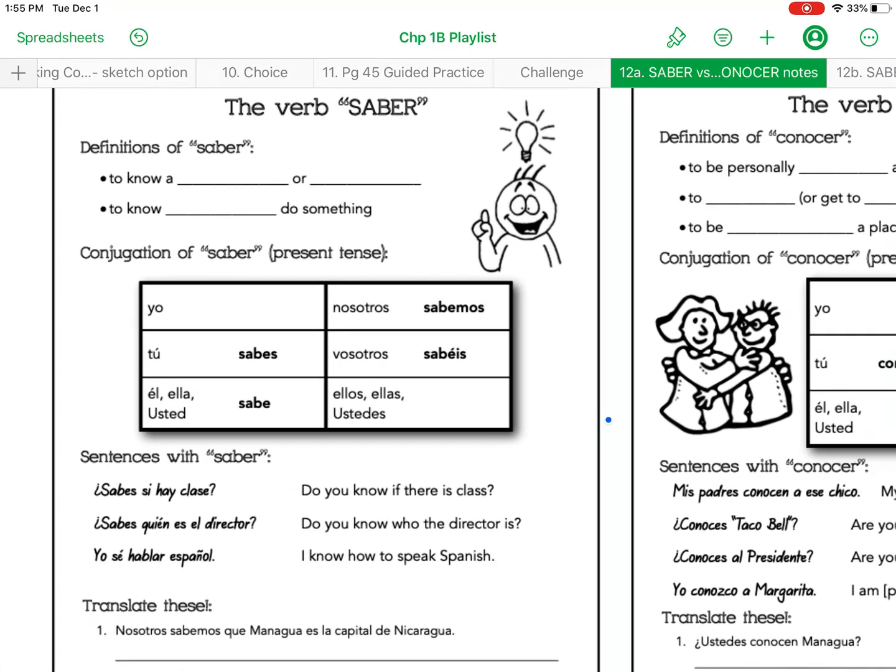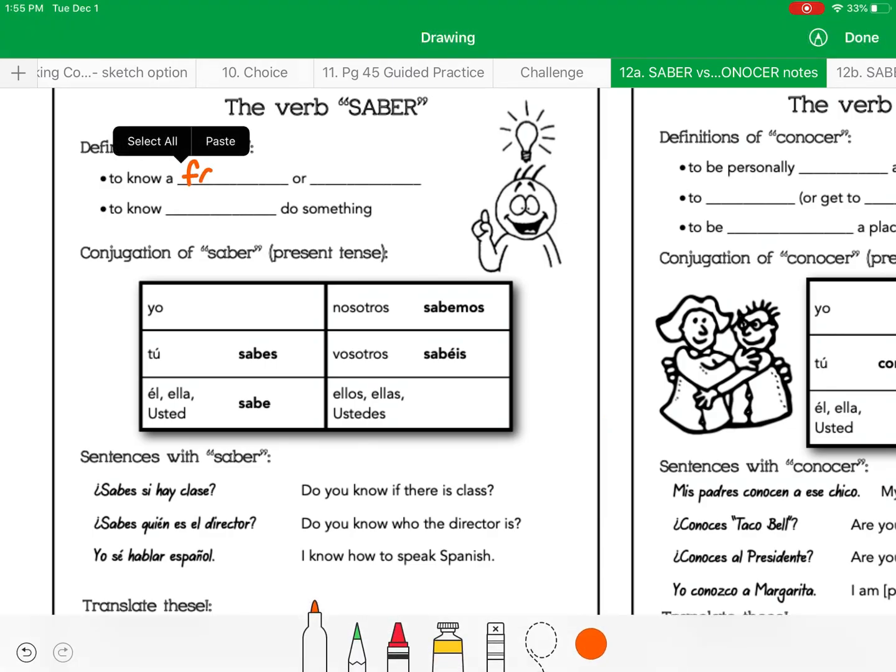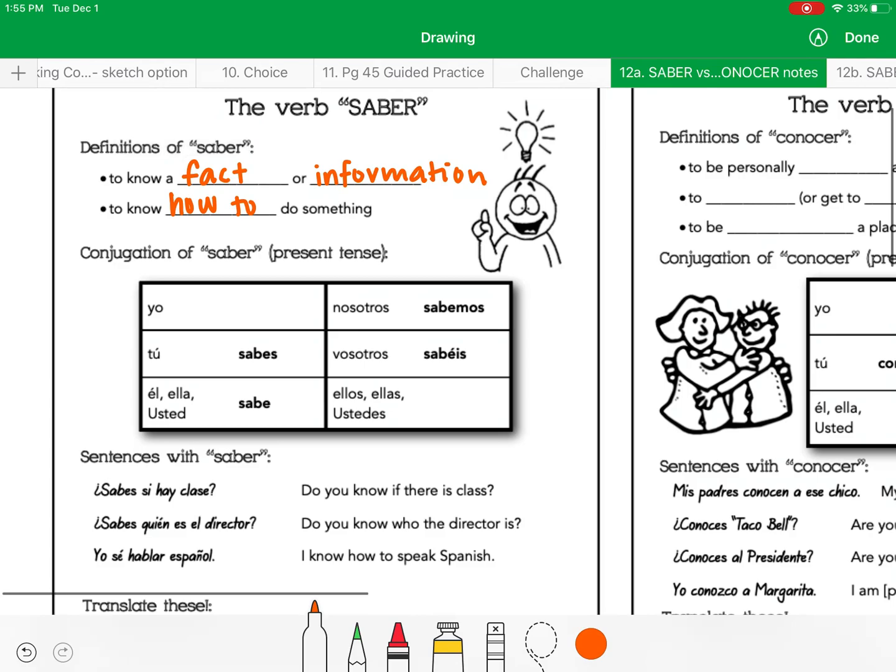Okay, the definitions of saber: the first one is to know a fact or information. For example, you know what 2 plus 2 is. You know who the president is. You know what the capital of Texas is. And the second one is to know how to do something. So you know how to swim, you know how to ride a bike, you know how to fish, etc.